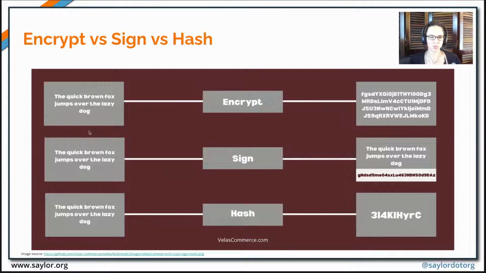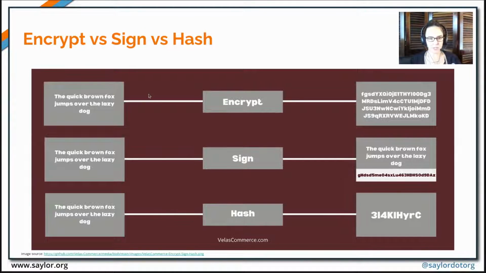So if we look at this first one, this is the sentence, the quick brown fox jumps over the lazy dog. I think that's just the sentence you always use to show fonts, right? Because it has like every letter in the alphabet. But so let's say this is our message, right? This is the data we have, and then we're going to encrypt it, or we're going to sign it, or we're going to hash it.